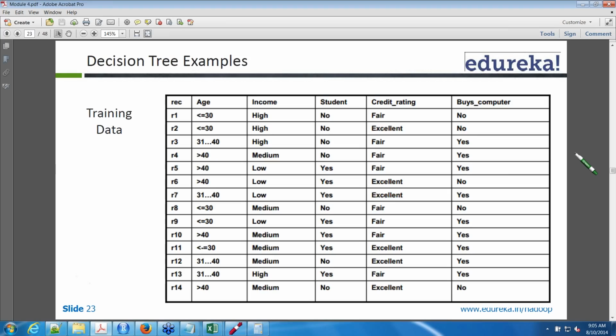So now we have another example. It seems like what we have seen in the bank example. We have different records: age, income, student, credit rating, and whether the customer will buy or not. That's the question.